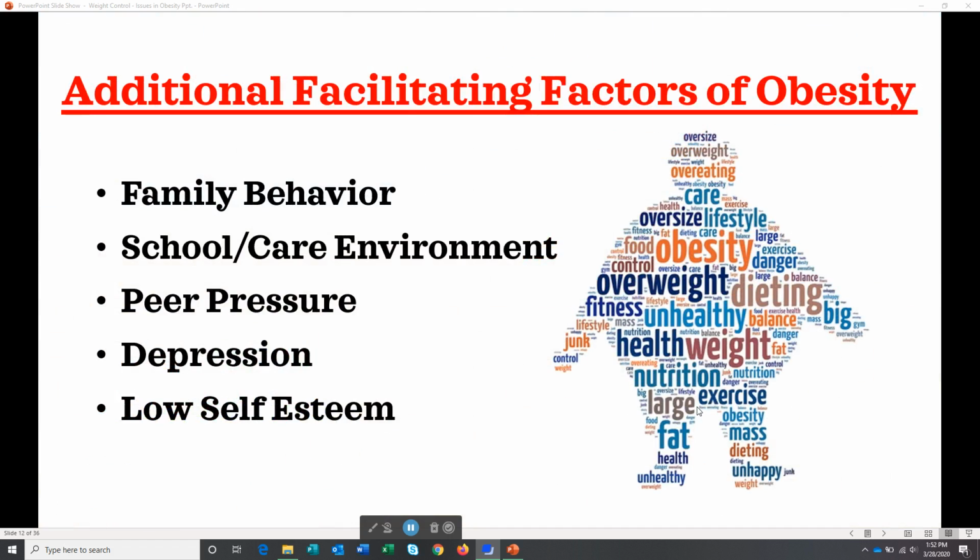Additional facilitating factors of obesity is family behavior. There could be a pattern, the way the family eats, what they do. Peer pressure, we talked about. Depression, eating and coping. Low self-esteem falls underneath that as well. You eat to make yourself feel better.